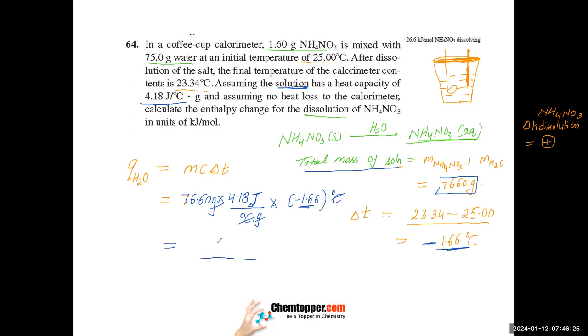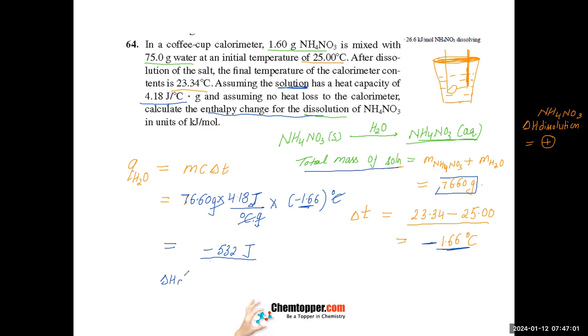Anil is saying minus 532 joules, 532. Minus 532. It's a physical change, not a chemical change, so the amount of energy involved is less. Okay, done. Now, this is the amount of energy liberated by water. They are asking you to calculate the enthalpy change for dissolution, meaning delta H of dissolution.